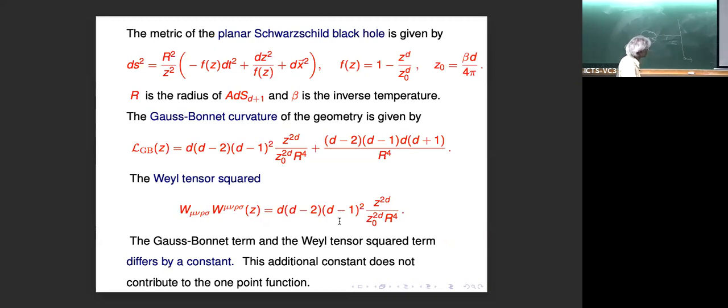This is the metric of the planar Schwarzschild black hole. Here is the blackening factor, which I think some people will find quite familiar. Now the Gauss-Bonnet curvature term is the following. You see that there is this term which depends on the temperature. You can see that 1 over z naught is proportional to temperature to the power, and then there is this extra term.